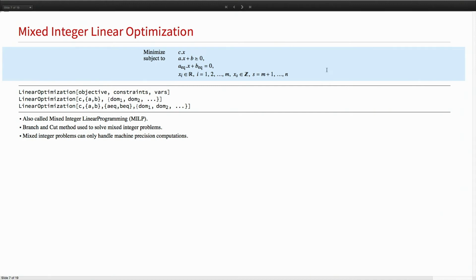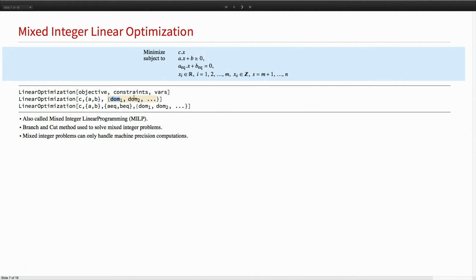So mixed integer linear optimization, you have a linear objective and linear constraints. The way you would specify that in Mathematica is through this built-in function called LinearOptimization, which solves specifically these kinds of problems. The difference now is that when you give it symbolically, you can just say that certain elements are going to be integers and some are going to be real. Or if you're giving it in matrix vector form, then you can specify that the first element is going to be real, the second element is going to be integer, and so on and so forth.